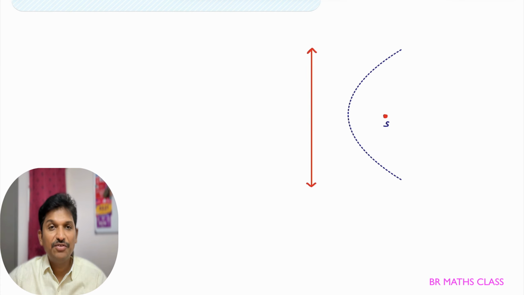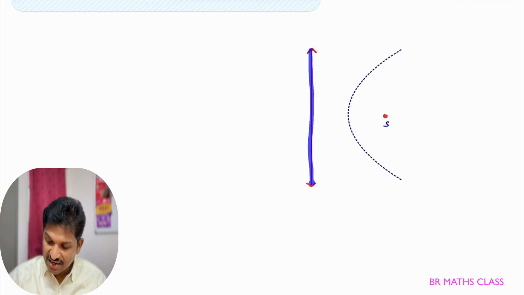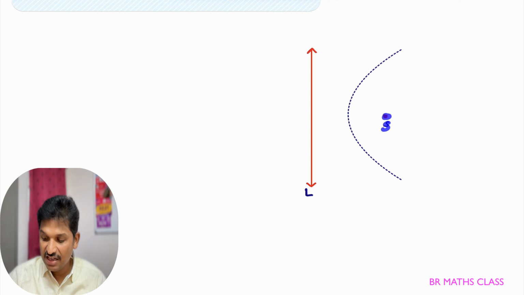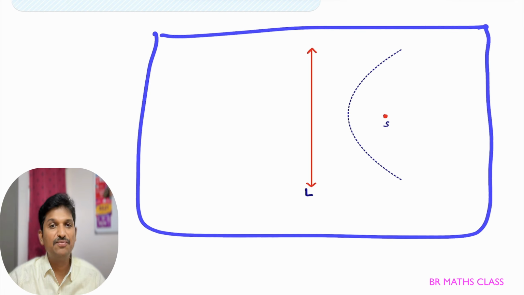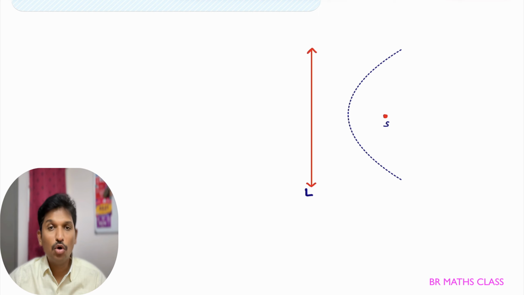To explain the definition of a parabola, first observe here. I will consider a fixed straight line, which we name L, and a fixed point, which I will name S. First you consider one fixed line L and one fixed point S. What is the definition of a parabola? The set of all points in a plane. Suppose this board is the plane. Plane means flat surface. The set of all points in a plane which are equidistant from a fixed point and a fixed line.